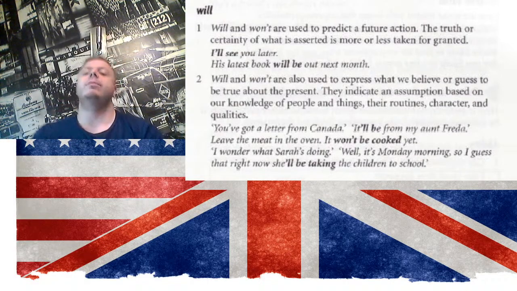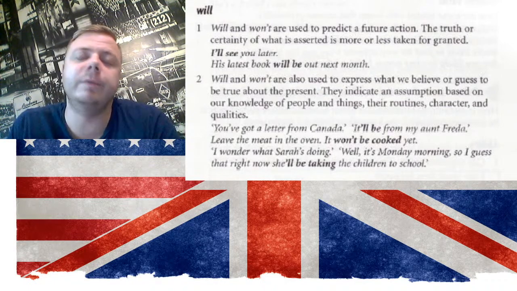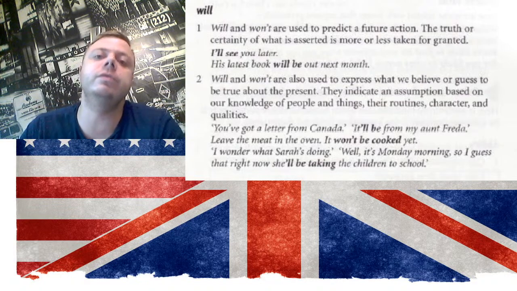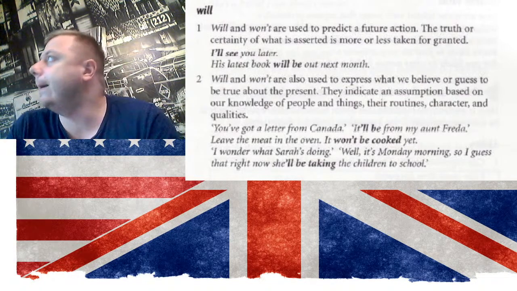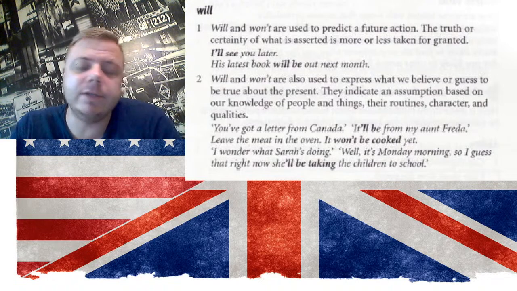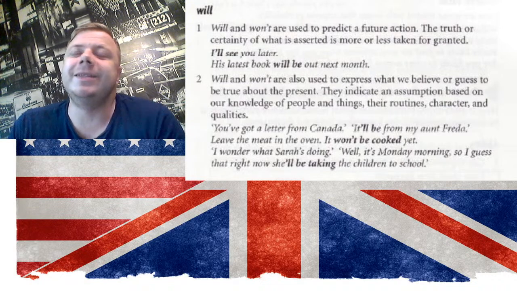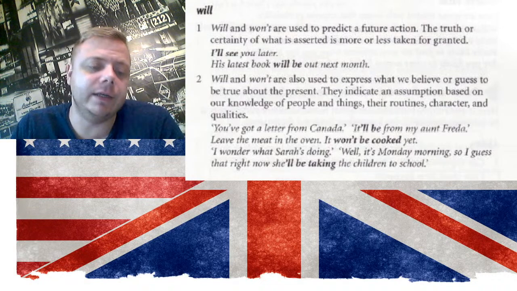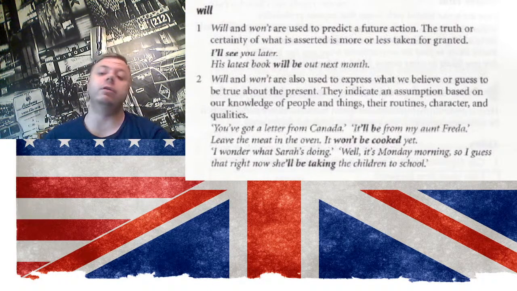So this was the example of will used as a modal of probability, right? But it is also used to make a future tense. For example, if you're speaking about future spontaneous actions, like you go to the kitchen, you open the fridge, there is no food, and you say, okay, I'll go buy some food.